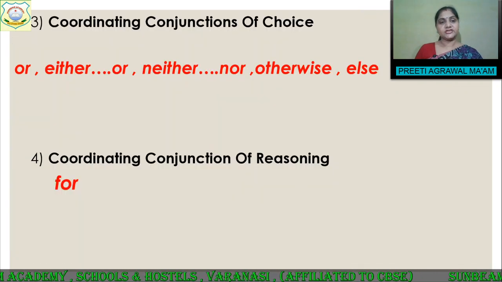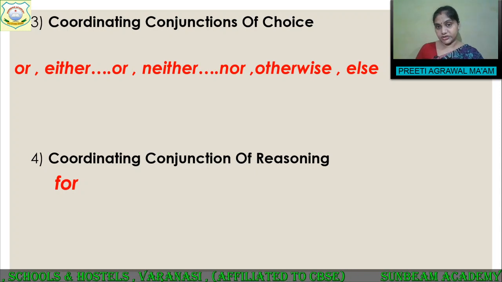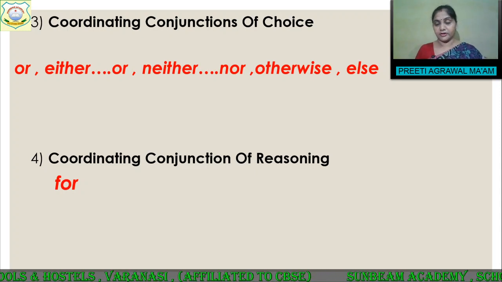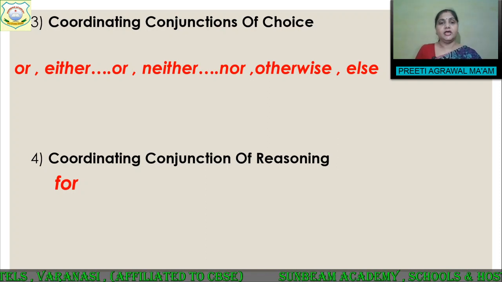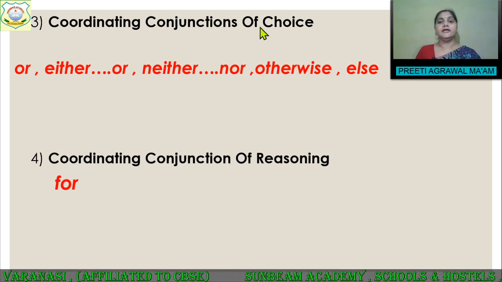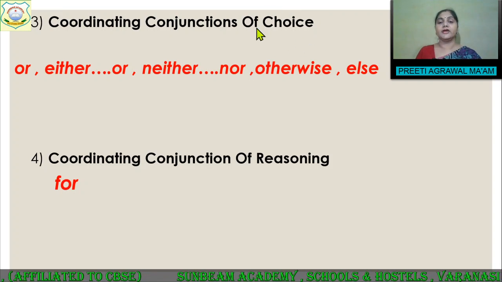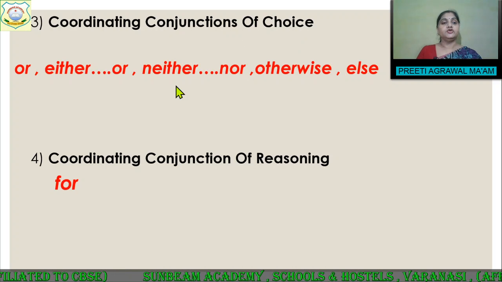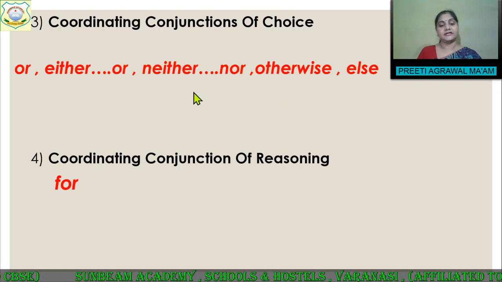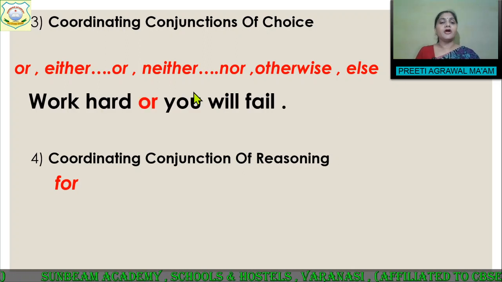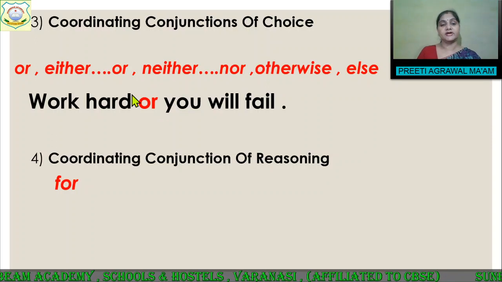After this, let's proceed. Next 2 types. We have read earlier the 2 types of conjunction. Now the next 2 types, because there are 4 types of coordinating conjunction. So this is the 3rd type, coordinating conjunction of choice. Means whenever 2 alternatives are there and you have to choose one, you can use the conjunction or, either or, neither nor, otherwise, else. See the example. Work hard or you will fail. There is a choice. It depends on you.